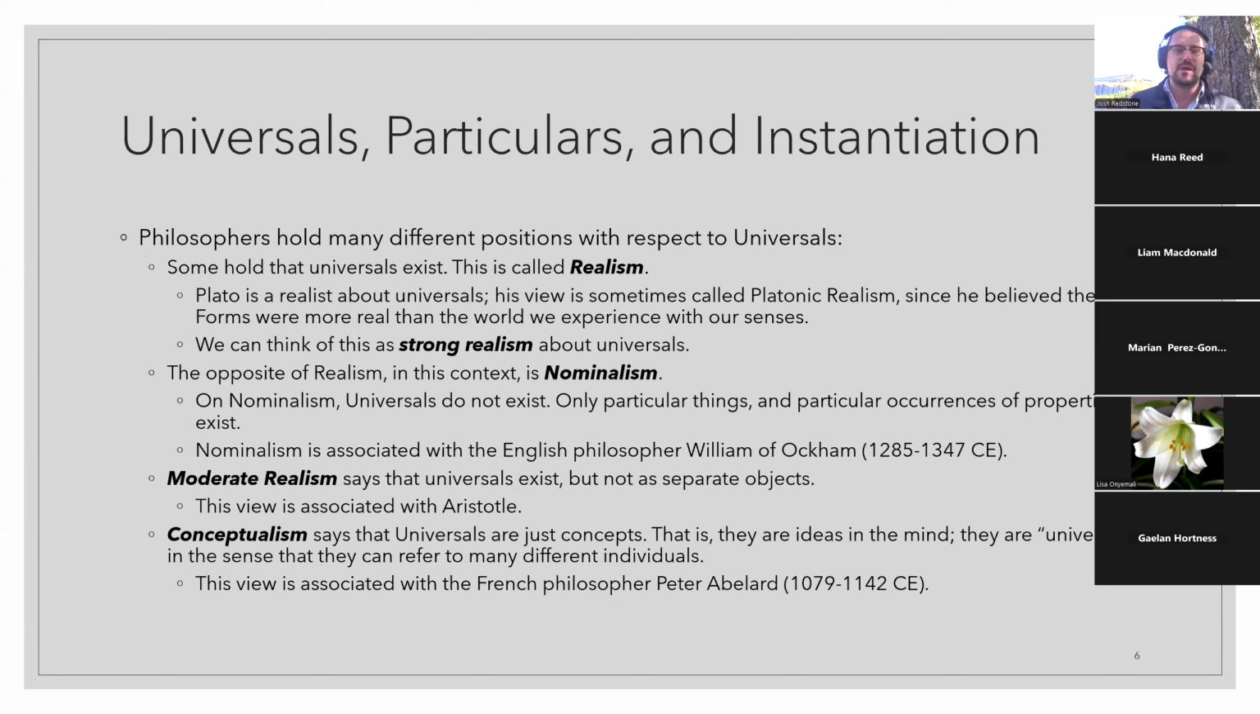The very opposite of this is a view called nominalism. Nominalism, think nom, name. Nominalism says that universals don't exist. Only particular things and particular occurrences of particular properties exist. This is associated with William of Ockham. So you've likely heard of Occam's razor, right?